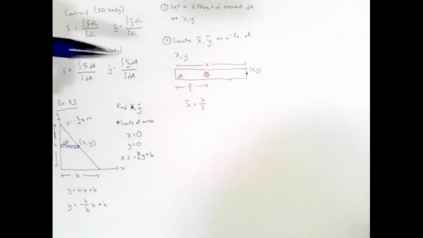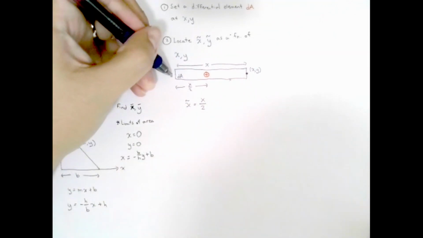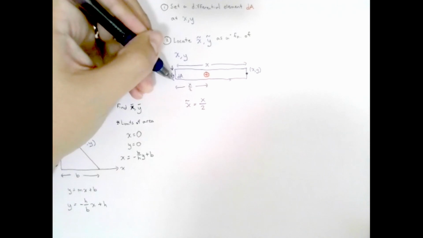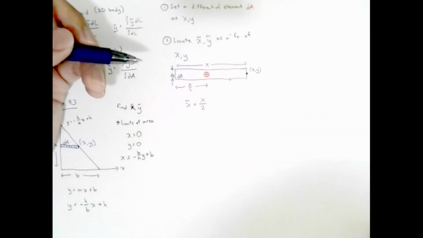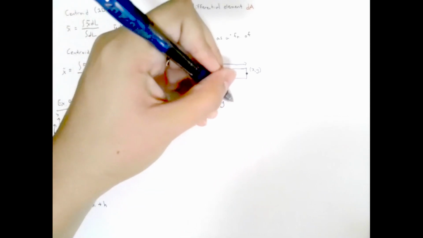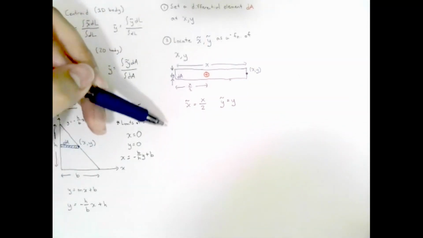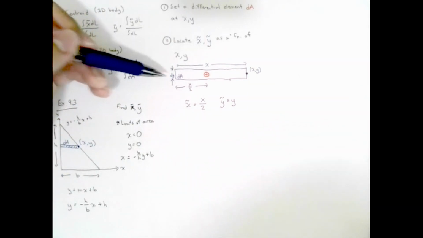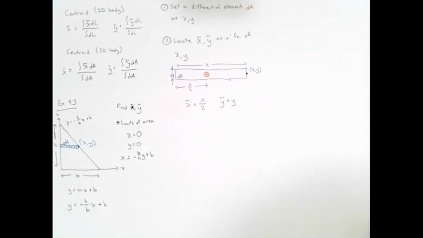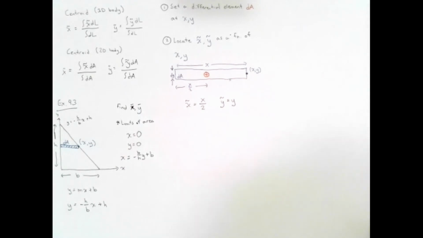Likewise, the y coordinate of the centroid, we know that this is actually a really, really small length dy. In fact, it's so small that we can treat this as simply a point, which means that the y coordinate of the centroid will simply be located at your y coordinate. Because you cannot really say y plus 1/2 dy, because dy is so small that it's pretty much 0. So your y coordinate of the centroid will simply be y. So we get that x squiggly equals x over 2, y squiggly equals y.